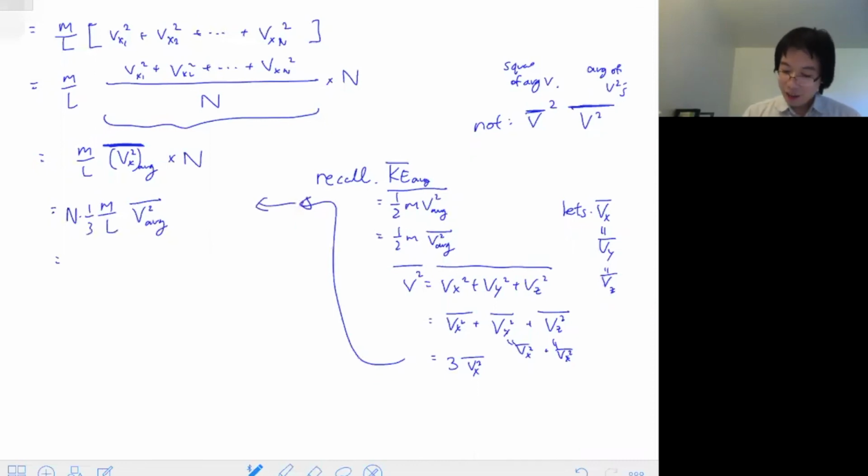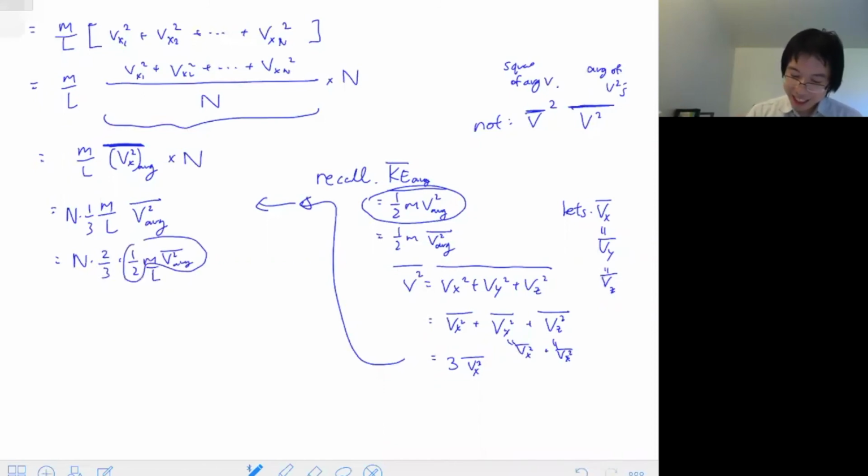Okay, now let's rewrite that into kinetic energy. Look at this and look at this. The trick is if I multiply top and bottom by 2, divided by L, you can see this is basically kinetic energy. Let me make it a little bit clearer. So let's say that's divided by L. So I multiply top and bottom by 2, and you see this part is the kinetic energy. So it's 2/3 times n times the average kinetic energy of a single particle, divided by L.